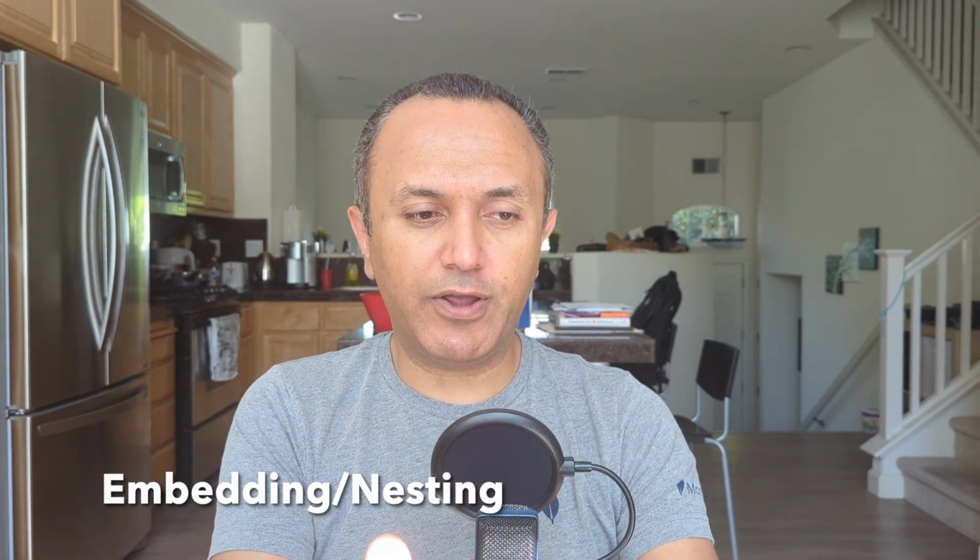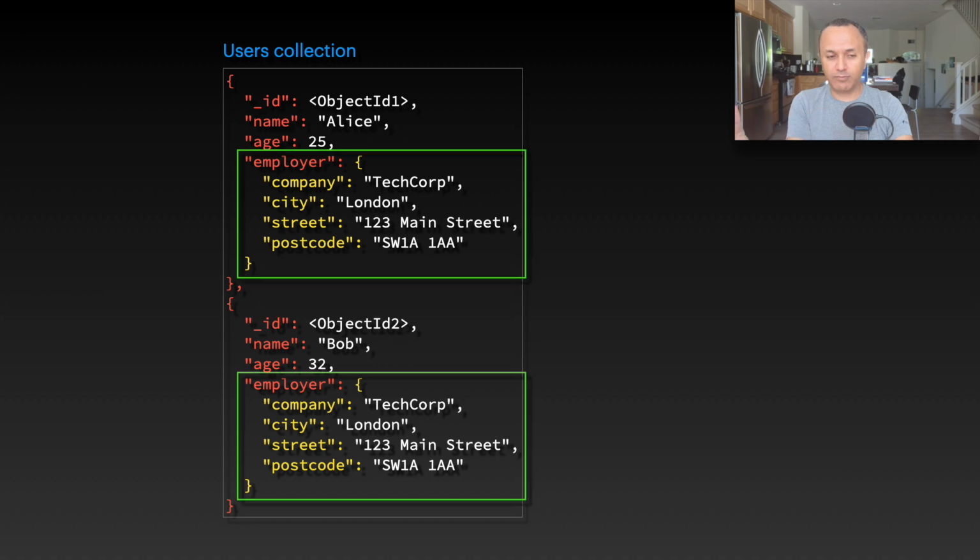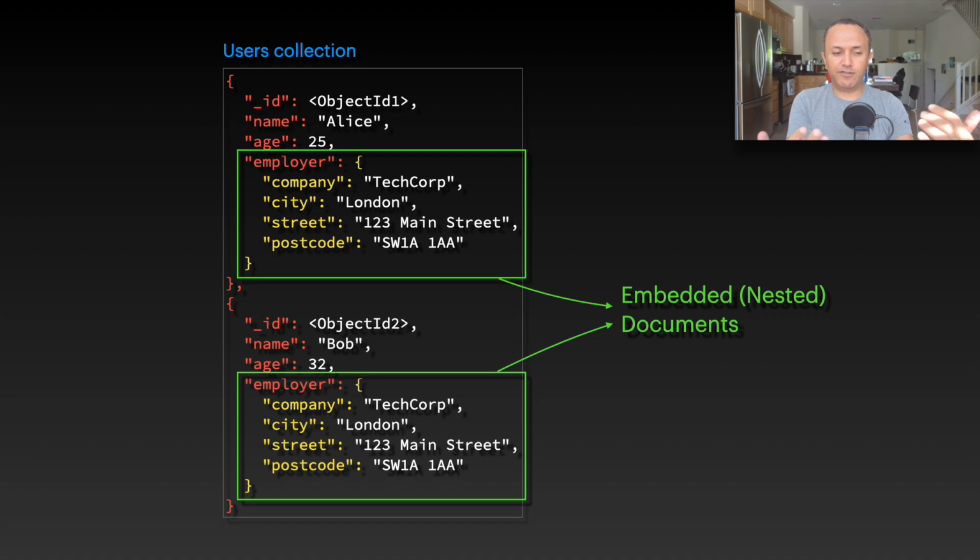So let's talk about what we've already seen, the embedding or nesting. Let's say we have a users collection, and one of the fields that we have is the employer of each user. So we might have the employer information, the company where that person works, as a nested document within the user document. Again, this has all the advantages that we talked about before. The data is all together. If you want to read all the users' data together with their employer, you can read it in one operation. If you want to update it, you can update it in one operation. So it makes things very easy.